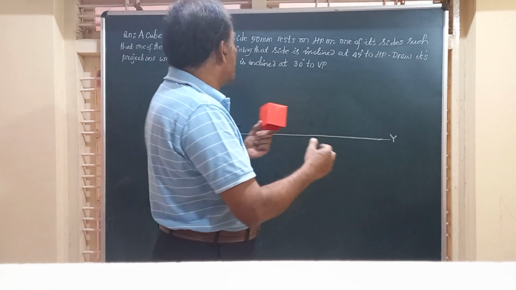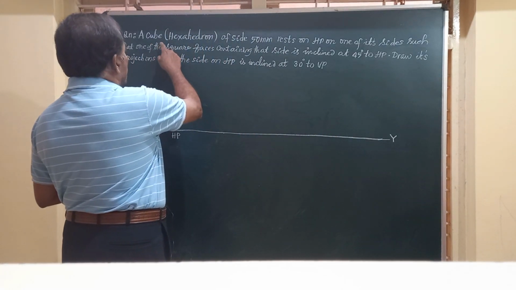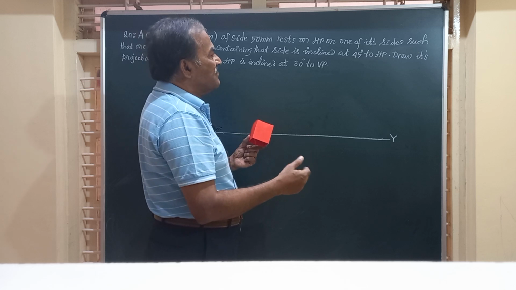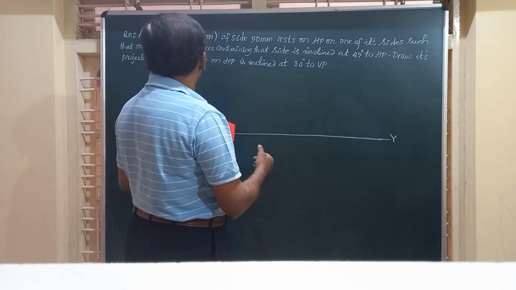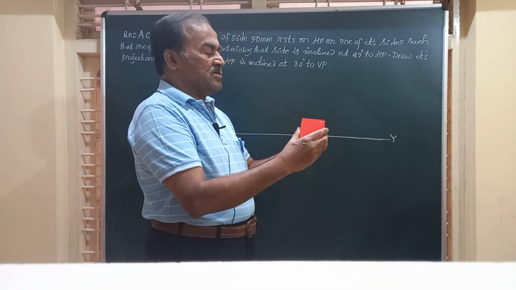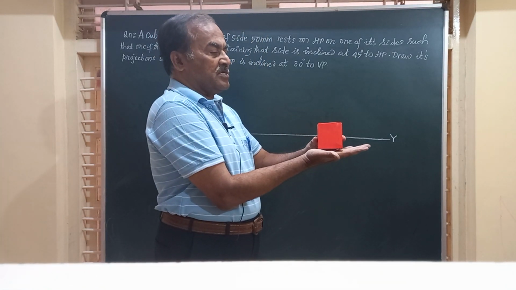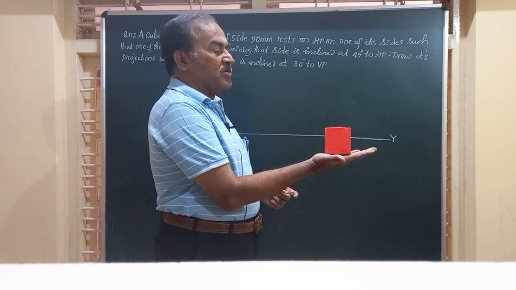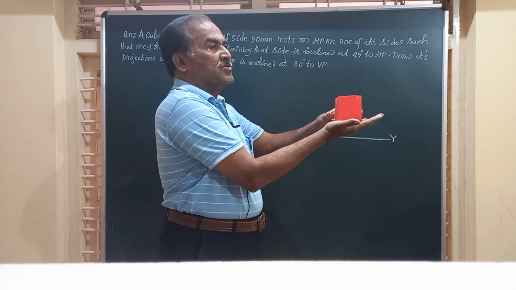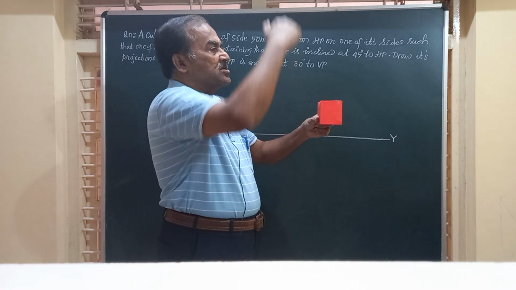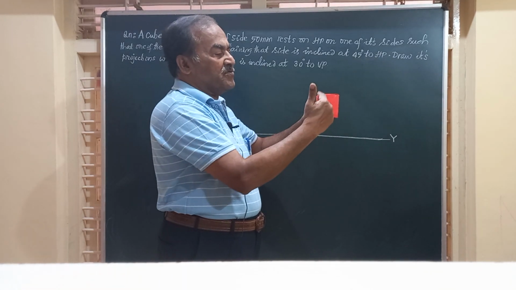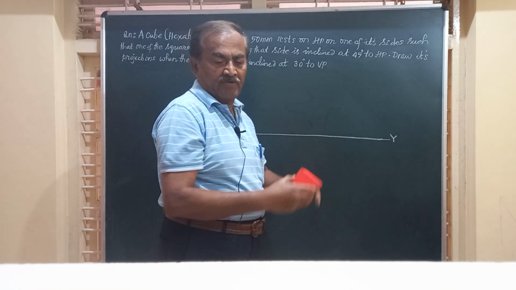Friends, the question for today's video reads like this. A cube of side 50 mm rests on HP on one of its sides. We are supposed to keep the cube on HP, with one of these sides normal to VP, and obtain its top view, a square of 50 millimeter side, and front view, another square of 50 millimeter side.